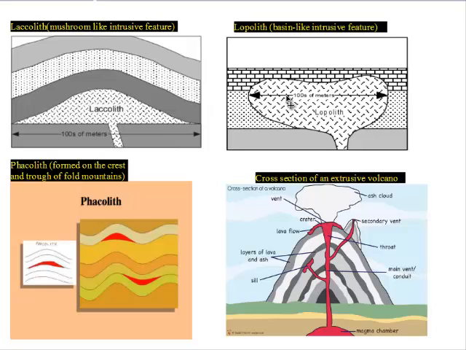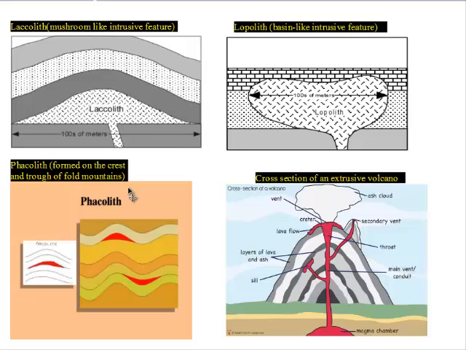We also talked about lopoliths as another intrusive volcanic landform. We said with lopoliths, when there is an intrusion, the weight of overlying rocks causes the sinking of the intrusion, forming a shallow-like basin, which is normally called lopoliths.